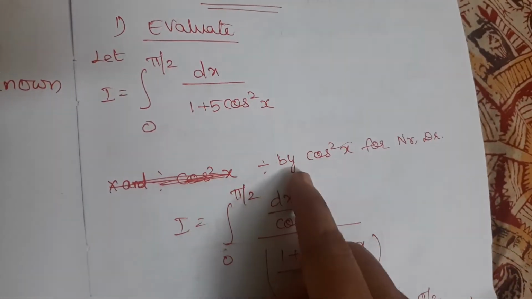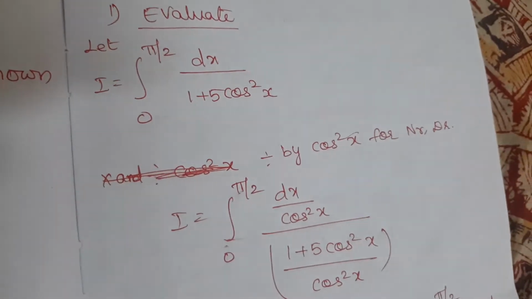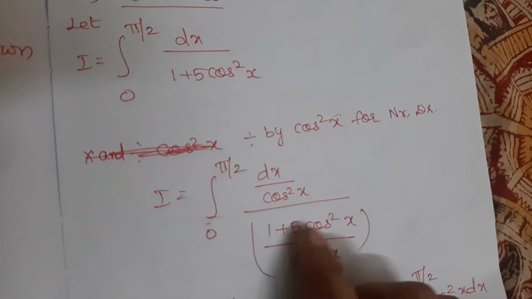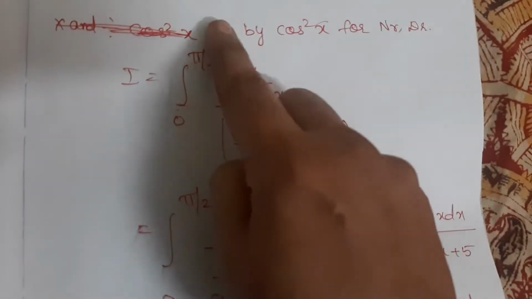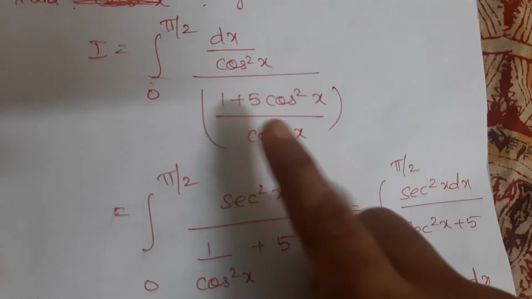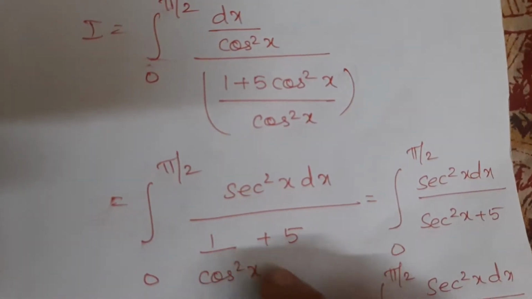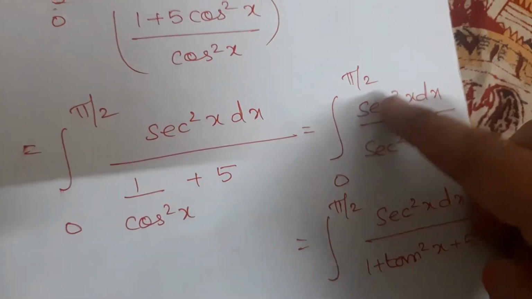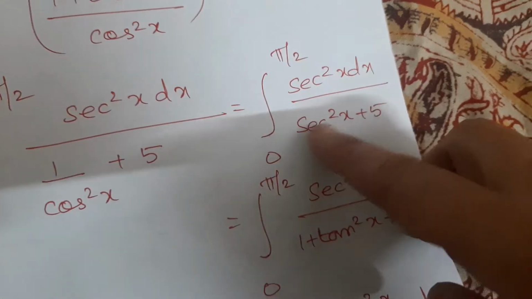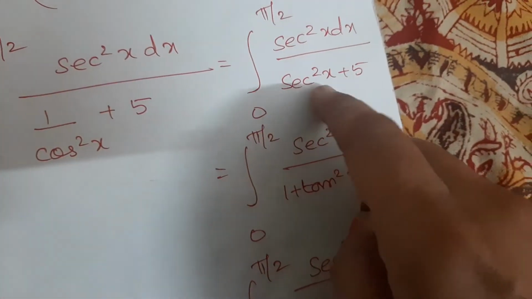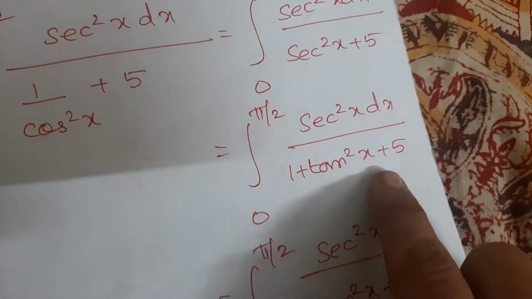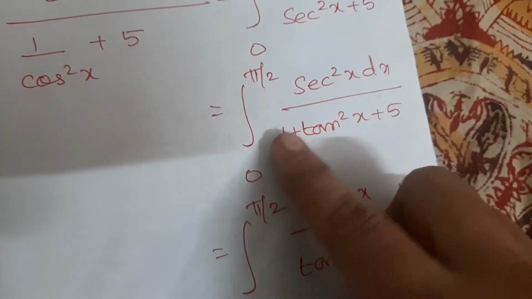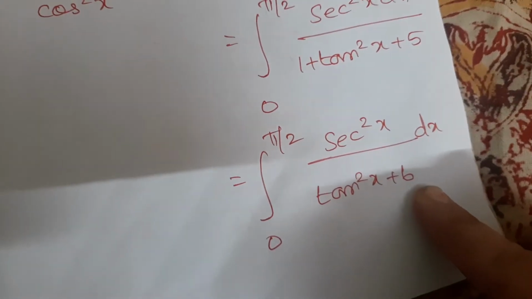So I want to divide by cos square x, both numerator and denominator. So dx by cos square x by 1 plus 5 cos square x by cos square x. Now dx by cos square x means secant square x dx. If I divide the denominator, this will be 1 by cos square plus cos square cancels, plus 5. So integral 0 to pi by 2 secant square x dx by secant square x plus 5. Secant square x is nothing but 1 plus tan square x, so this is secant square x dx by tan square x plus 1 plus 5, which is 6.